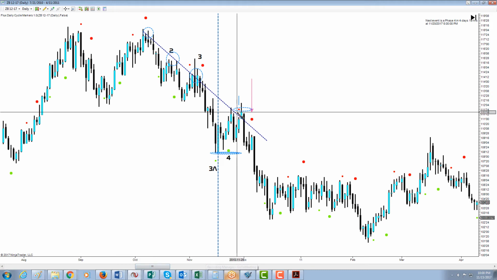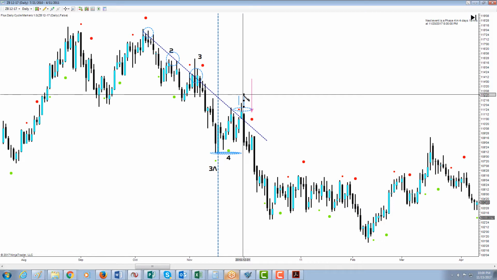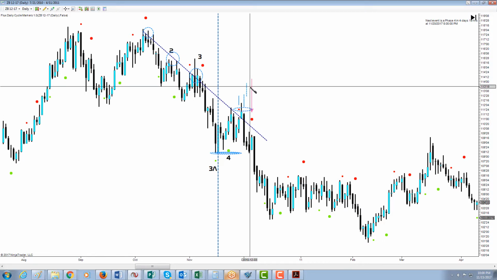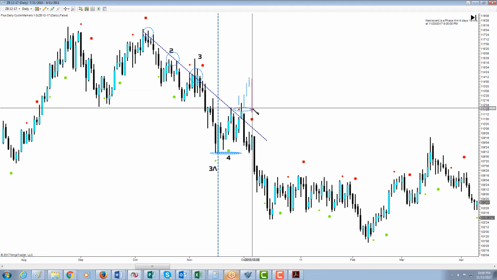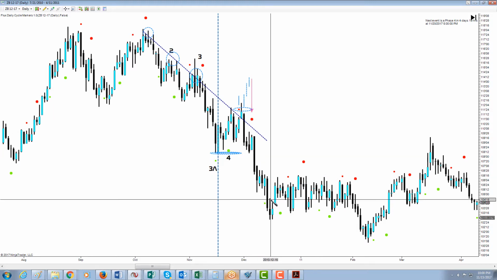This was the cycle we were just looking at. Again, we're looking for a close above the red dot, and that would tell us if there was going to be a continuation back up. Notice also as we come into the phase 4 that there's a selling effect.